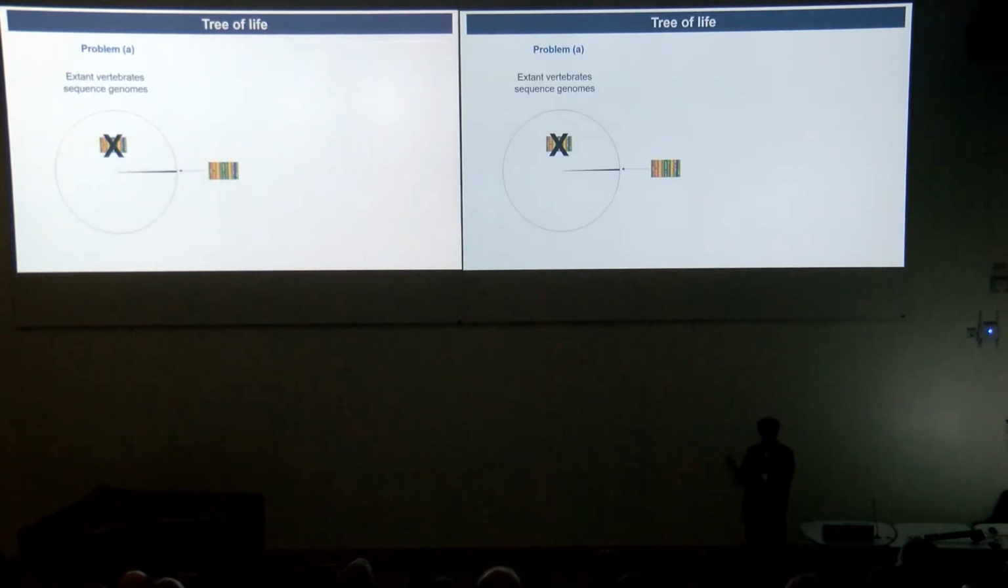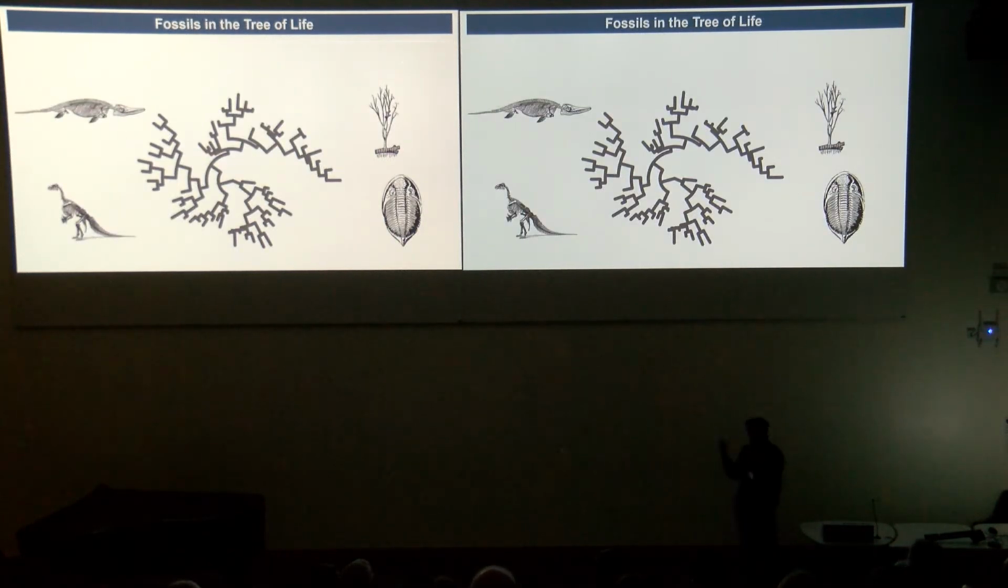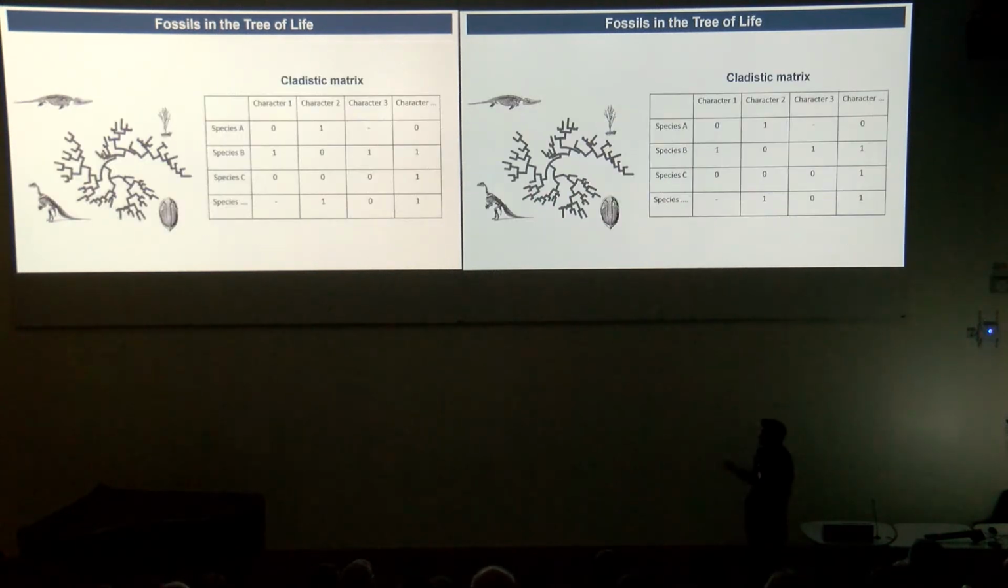Unfortunately, for the vast majority of living species, we don't actually have sequence data. And as paleontologists, we don't have any data for the vast majority of species that have ever lived, because they're now extinct. So if we want to get fossils in the tree of life, we have to turn to basically cladistic matrices. These are ways of coding morphological data into a series of either binary or multi-state characters.